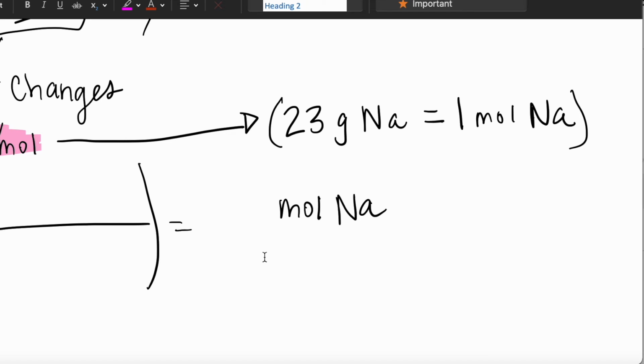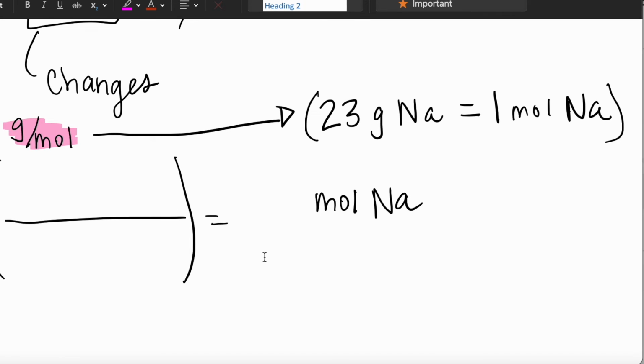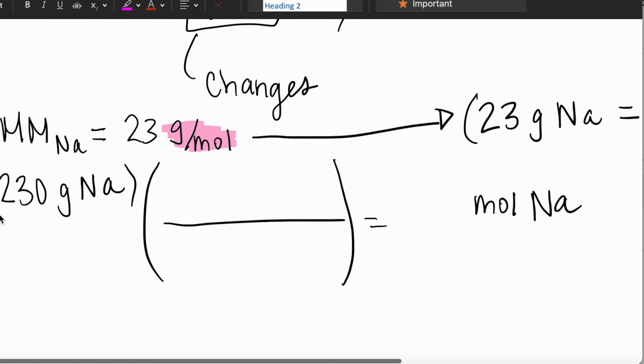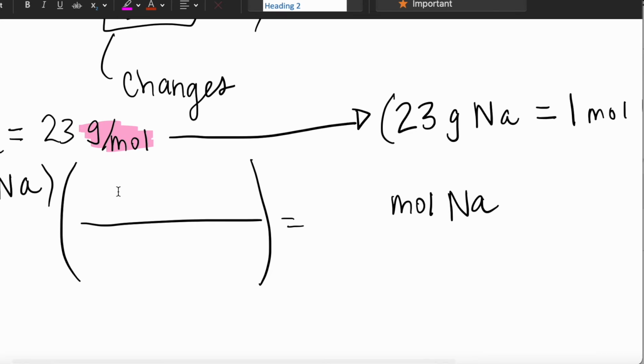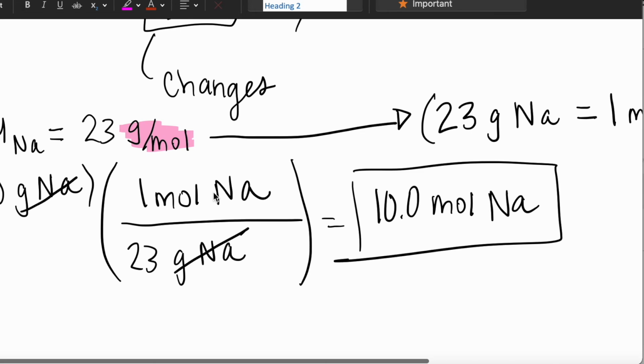So this is my unit conversion equation. And you know that anytime we have a unit conversion equation, we can set it up in whichever way we need to cancel out whatever we want to get rid of. So in this case, we would want to get rid of the grams Na. So what I'm going to do is put the 23 grams Na at the bottom and the 1 mole at the top. And grams Na cancels out, and this ends up giving me 10 moles. So that's how you actually calculate this out.